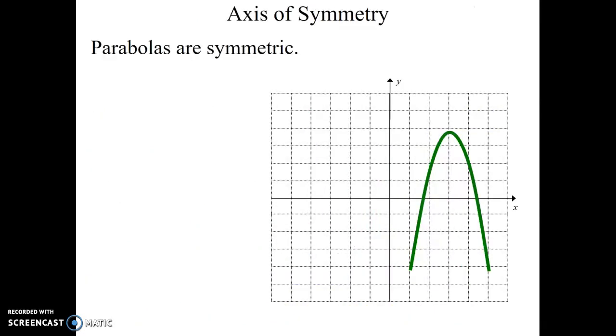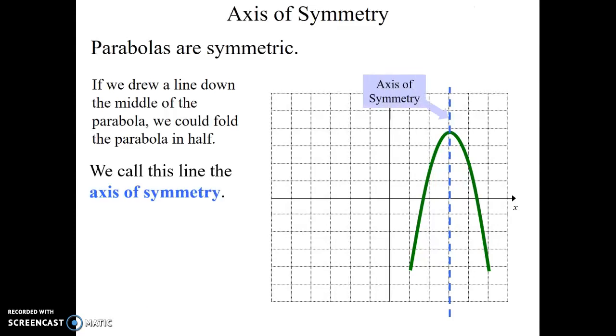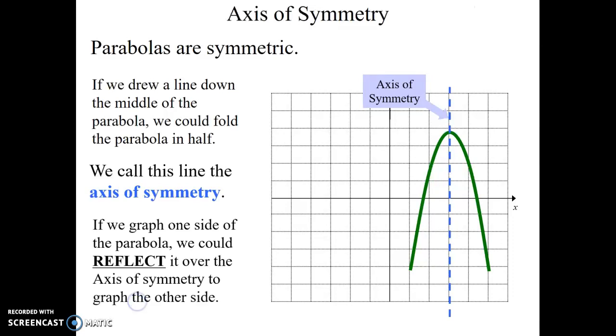Alright, so the other thing that you need to know is that parabolas are symmetric. So we have what's called the axis of symmetry. If you draw a line straight down the middle of the parabola, you would be able to fold that parabola in half. It would be symmetric on each side. We call this the axis of symmetry, and in some cases it is called the line of symmetry. Axis of symmetry, line of symmetry, it means the same thing. It is what cuts that parabola into two symmetric pieces.